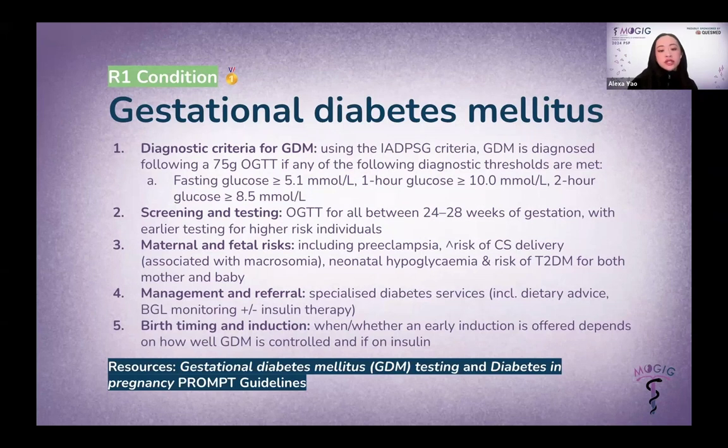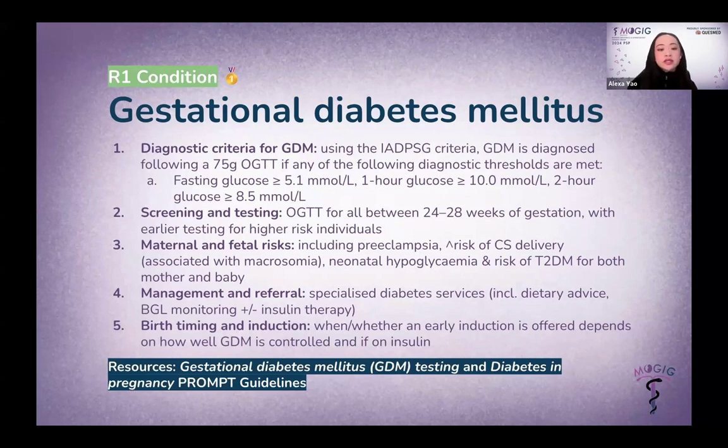When counseling on GDM, it's important to also understand the risks associated. I personally found it useful to think about it in terms of maternal and fetal risks in the ante, intra, and postpartum periods. So key examples include preeclampsia and macrosomia antenatally, and subsequently this also leads to an increased risk of cesarean delivery. After delivery, there's a risk of neonatal hypoglycemia and type 2 diabetes for both mother and baby.